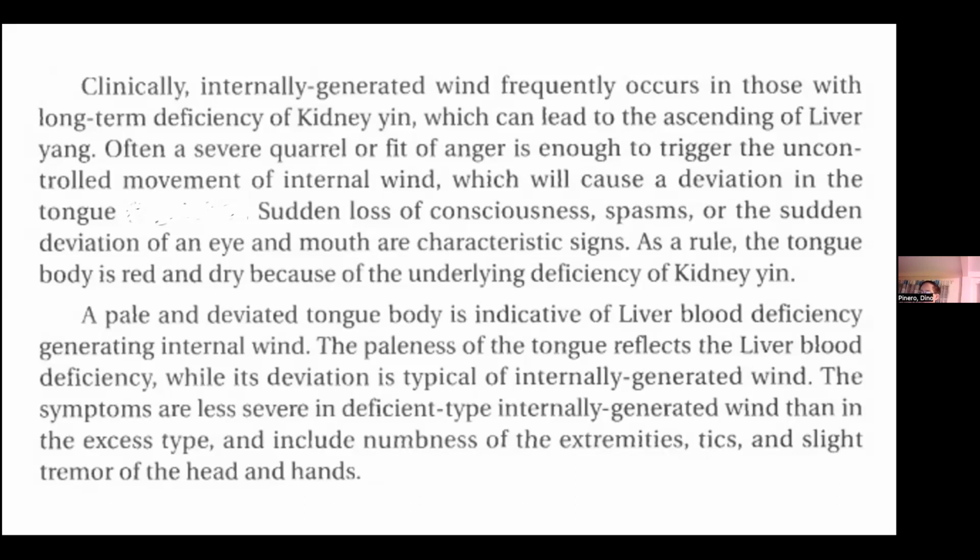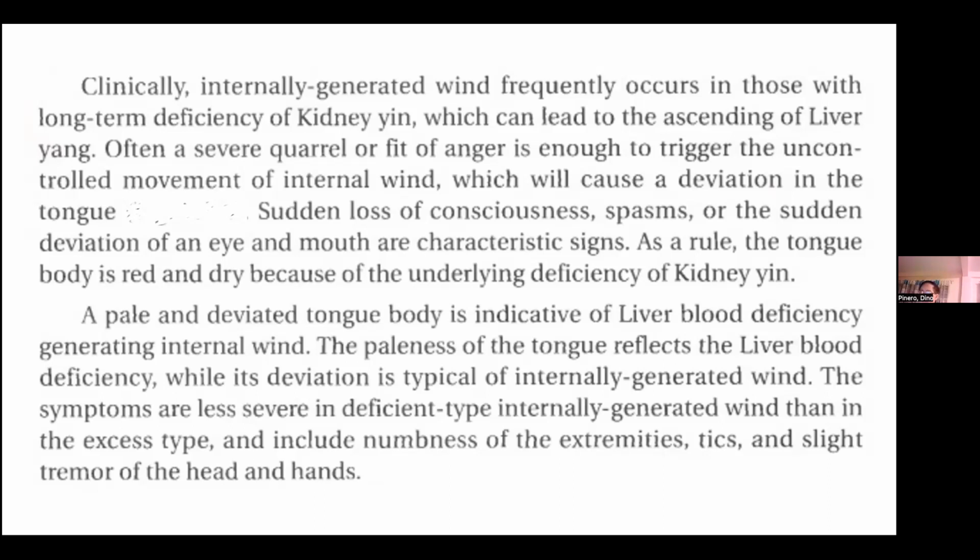Okay, pale ang tongue, so there is a liver blood deficiency, pero kung meron ding deviation, it is because of internally generated wind. The symptoms are less severe in deficient type internally generated wind than in the excess type. So, kumpara sa excess and deficient type, sa deficient type, less severe ang symptoms ng paggalaw ng tongue. And include numbness of the extremities, merong tics, and slight tremor of the head and hands. Okay?